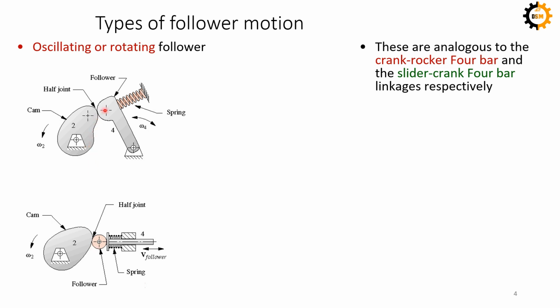So the top one is the replica of a four-bar mechanism, which is a crank rocker, where the cam is acting as a crank and this fourth link is acting as a rocker. And this one is acting like a slider crank mechanism, in which this portion of the mechanism is the slider, the follower is sliding, and the cam is again a crank.